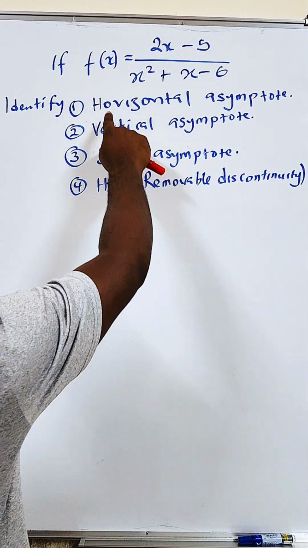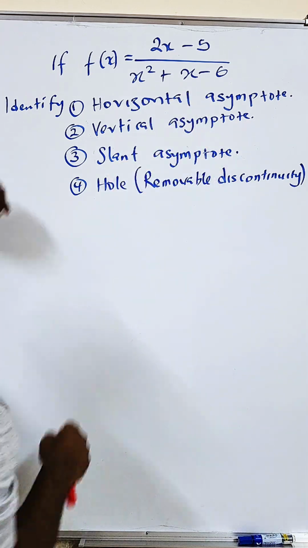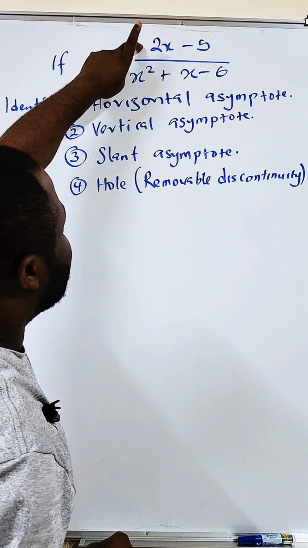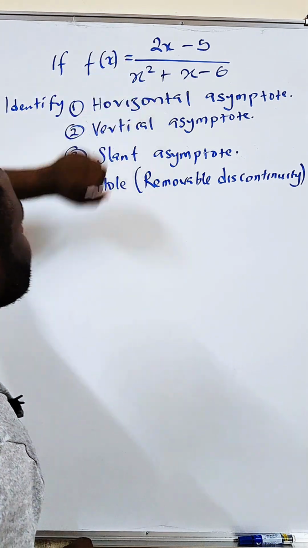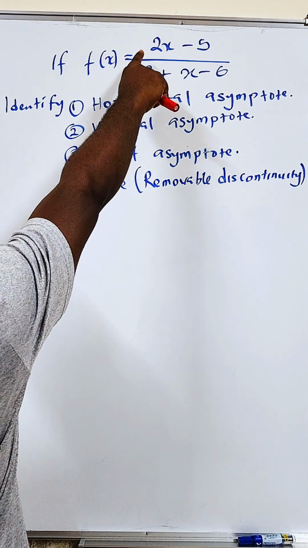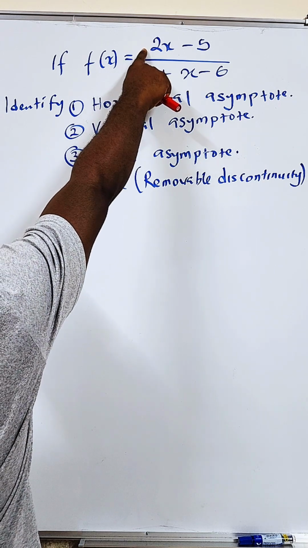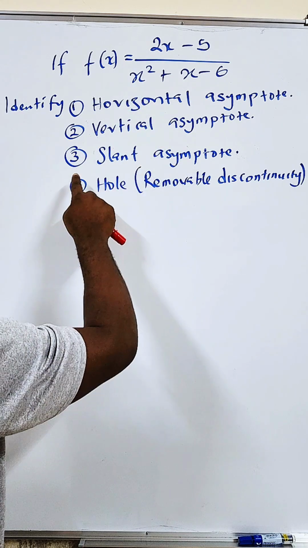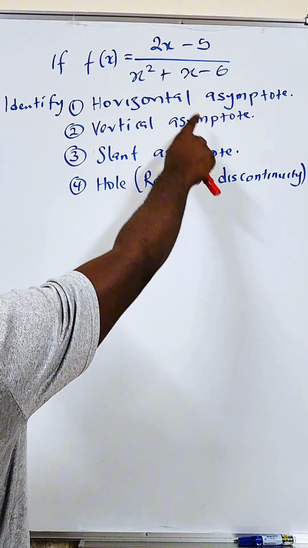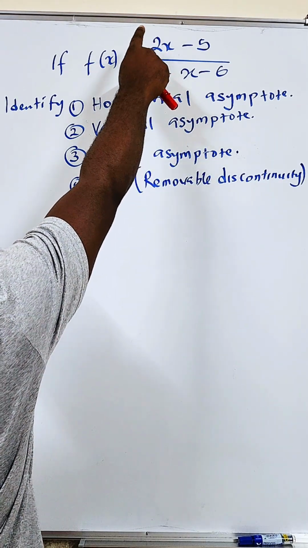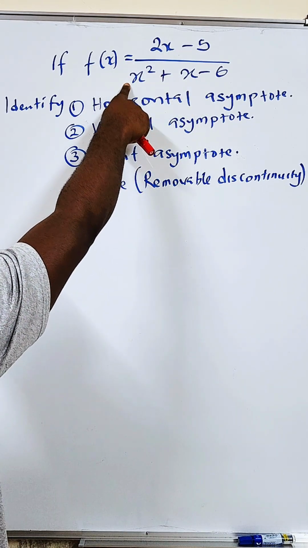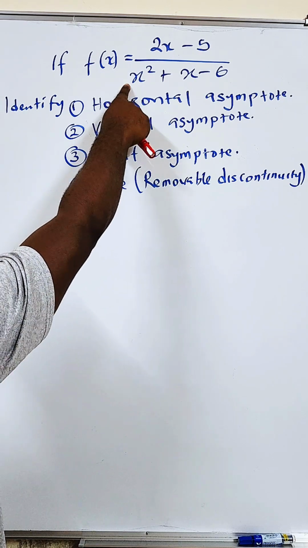For you to get the horizontal asymptotes, you need to compare the highest degree of the numerator and the highest degree of the denominator. If the degree of the numerator is greater than the degree of the denominator, then we'll be talking about slant asymptotes. But if the degree of the numerator is less than the degree of the denominator, then your horizontal asymptote is going to be 0.